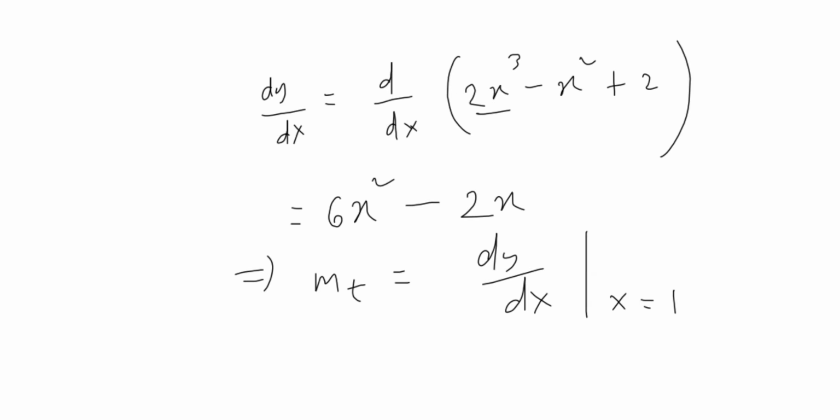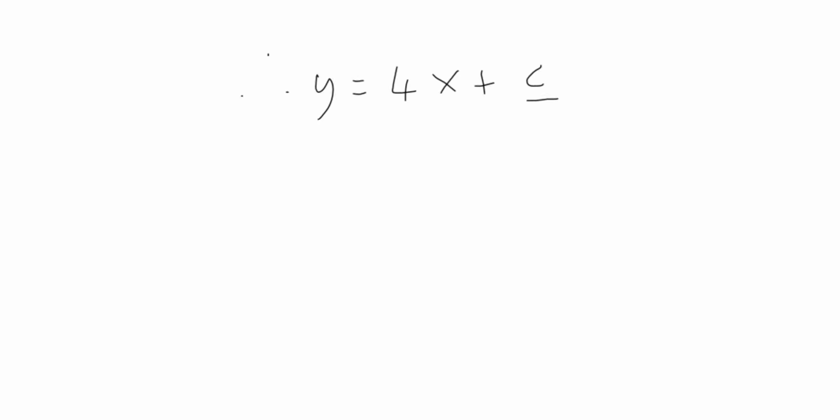So we go to the next page and we continue. We say, therefore, we have the gradient now, which is mt is equal to 4. This means that y is equal to 4x plus c. So this is now our equation for the tangent line, but we're still missing the c. We still have to find c. Now, in order to find c, we use both components of the given point, which is (1, 3). So we're going to use the point (1, 3) to solve for c.